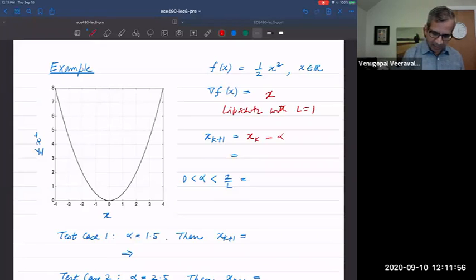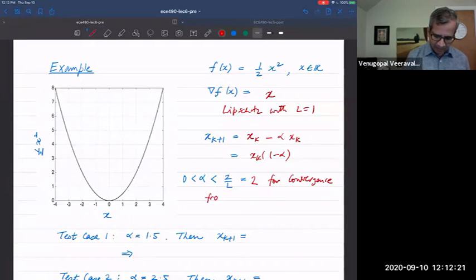Now if you look at just applying this gradient descent algorithm, the gradient of f at xk is just xk. So this is xk times (1 minus alpha). Now we saw from the previous result that we need 0 less than alpha less than 2 over L, which is in this case 2, for convergence. Let's see what happens if this is violated.